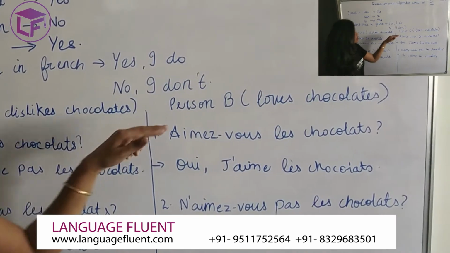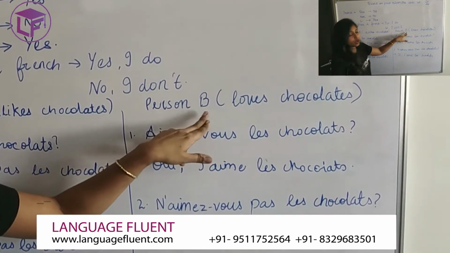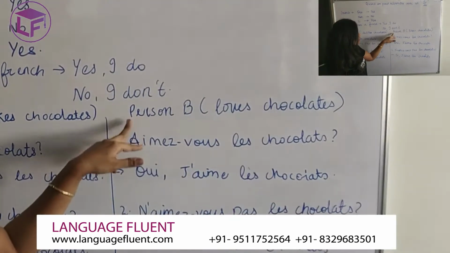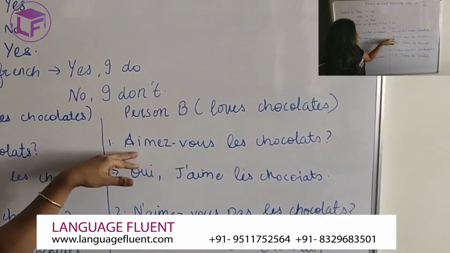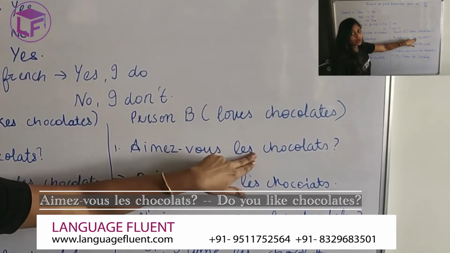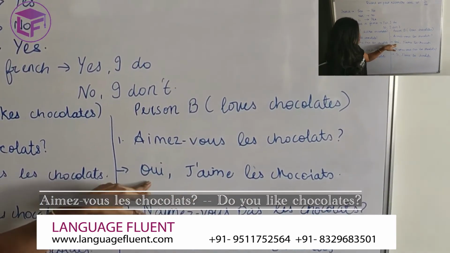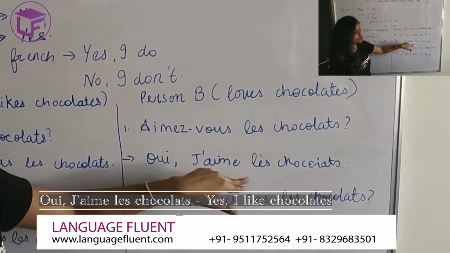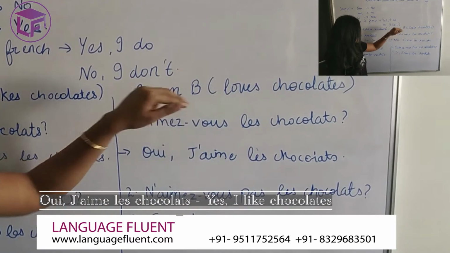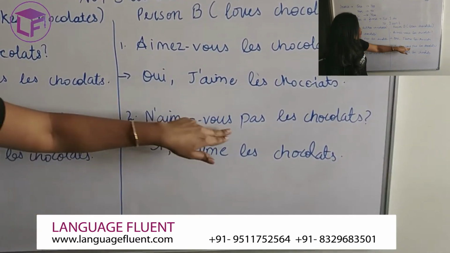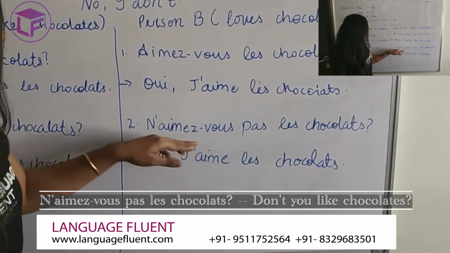Now let us look at the other person, person B, who loves chocolates. If somebody asks him, aimez-vous les chocolats? Which means, do you like chocolates? He will say, oui, j'aime les chocolats. Yes, I like chocolates.